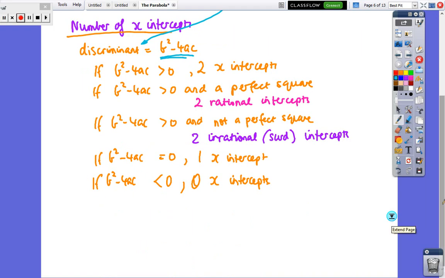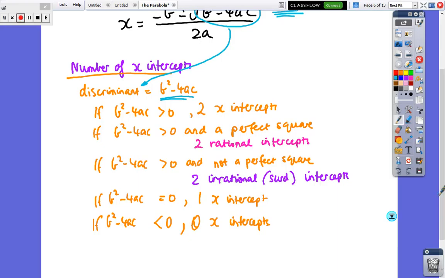So the discriminant is the number inside the square root sign. So if the number is positive, there's going to be 2 x-intercepts. If the number is positive, but it's a perfect square, then the intercepts are rational. They're nice numbers, they're whole numbers or they're fractions. So they're integers or fractions. Okay, they're rational.